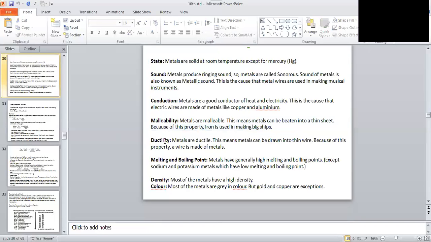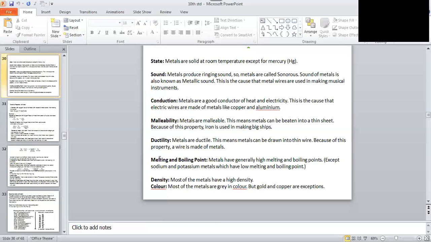The next important property of metals is ductility. Ductility means that when stress is applied on a metal piece, a thin wire can be drawn. So this property is called ductility. This property is used to make metal wires. We know copper and aluminium wires are used.